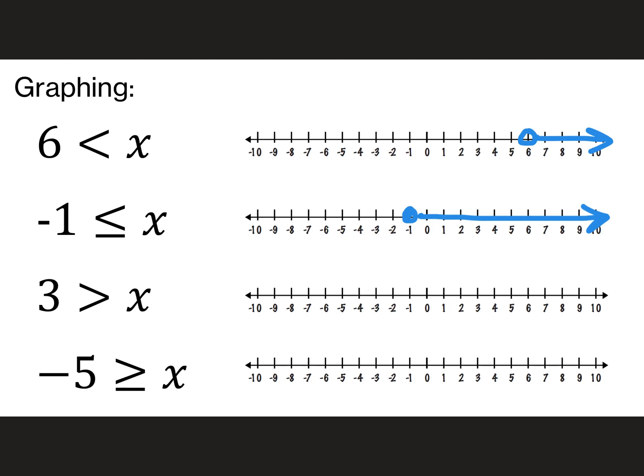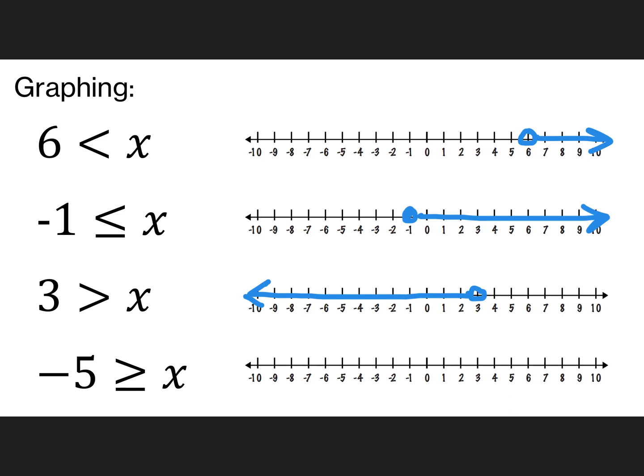Again, read from the letter to the number. X is less than 3. All right, so where's my 3? Right here. And then I'm doing numbers that are less than 3. So that's to the left. Do I shade in my circle? Nope, because I don't have that equal sign. All righty. One last one.